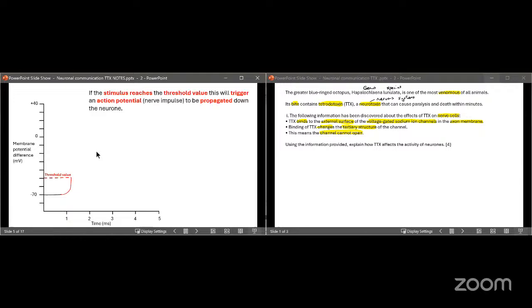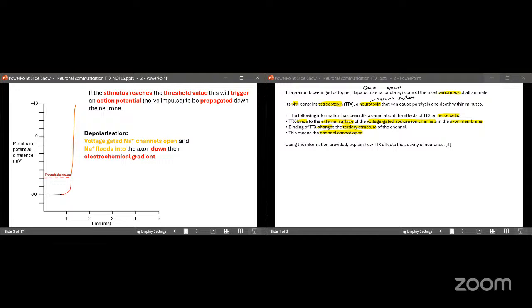If I do happen to reach that threshold value, if the depolarization of the membrane reaches that threshold value, then that is going to trigger the action potential. Now, an action potential starts with depolarization. So these voltage-gated sodium channels are going to open.